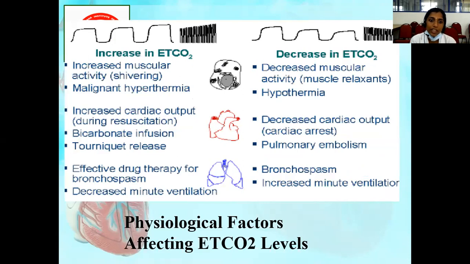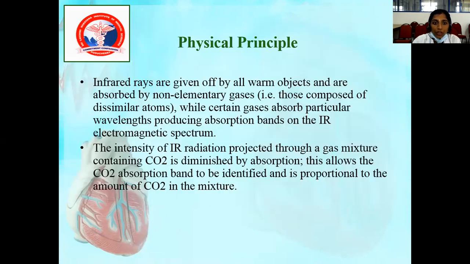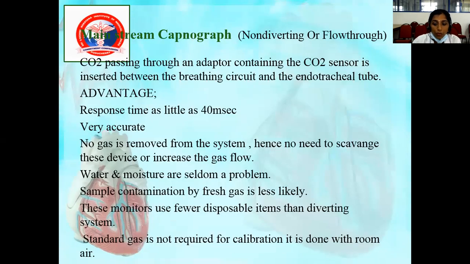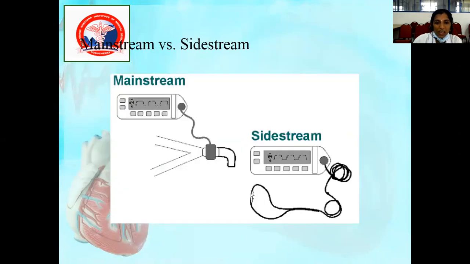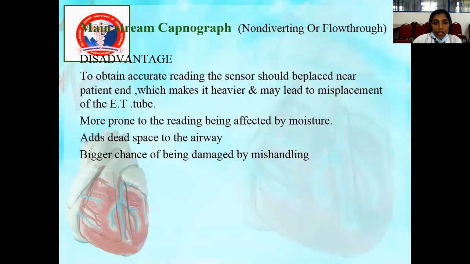If there is an increase in EtCO2, we have certain causes in mind, like increased muscle activity or shivering, release of a tourniquet, bicarbonate infusion, hypoventilation, and decreased minute ventilation. All this causes an increase in EtCO2. Similarly, hypothermia, decreased cardiac output, increased minute ventilation, and bronchospasm all lead to decreased EtCO2. So this I told you. The capnograph can be of two types, mainstream and sidestream.